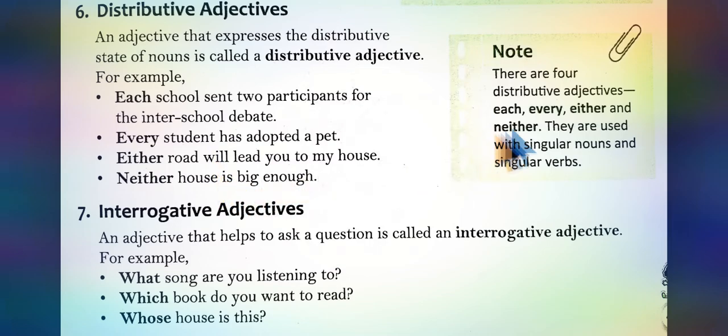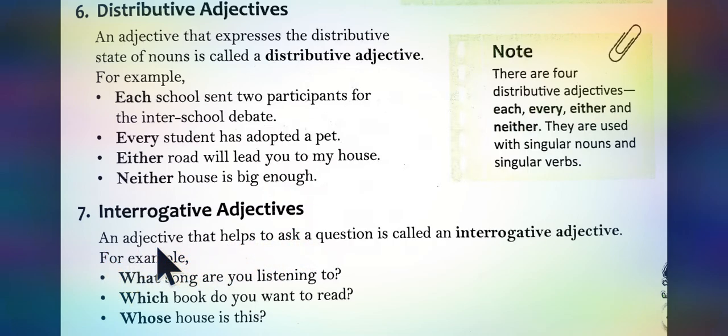So here is a quick note that you should remember. There are mainly 4 distributive adjectives, that is each, every, either and neither. They are used with singular nouns and singular verbs. Always remember, students, that distributive adjective is always used with singular noun and singular verbs. In all the examples you can see that they all are used with singular noun, that is school, student, road and house.